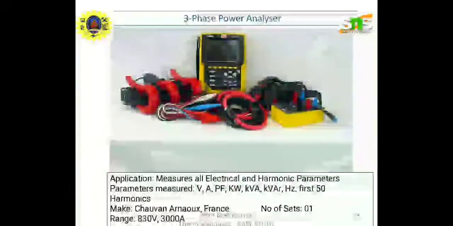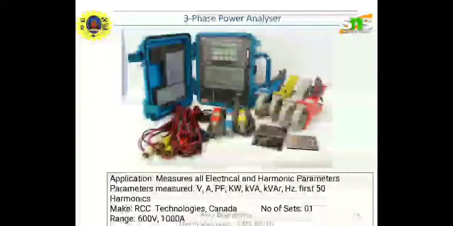Then the required sample size, when we check the error margin of the breakdown of the machine, it will help in rectifying that solution. Here is the three phase power analyzer. It will be used to measure all electrical and harmonic parameters, and it's made in Canada. Its range is 600 volt to 1000 ampere, and it will be very useful for measuring electrical parameters.